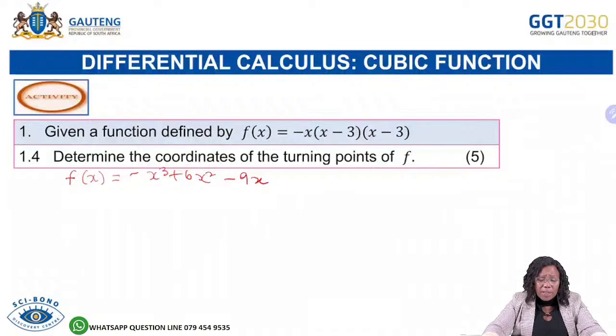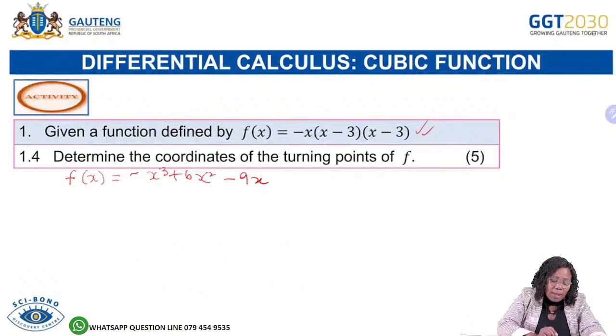Why are we bringing this now, grade 12? You cannot find a turning point when this is in the form of brackets, because you need to derive. The rules of differentiation state that you cannot derive when you have brackets. You need to multiply them out and simplify. That is exactly what is happening here. And then now, let's start by deriving.